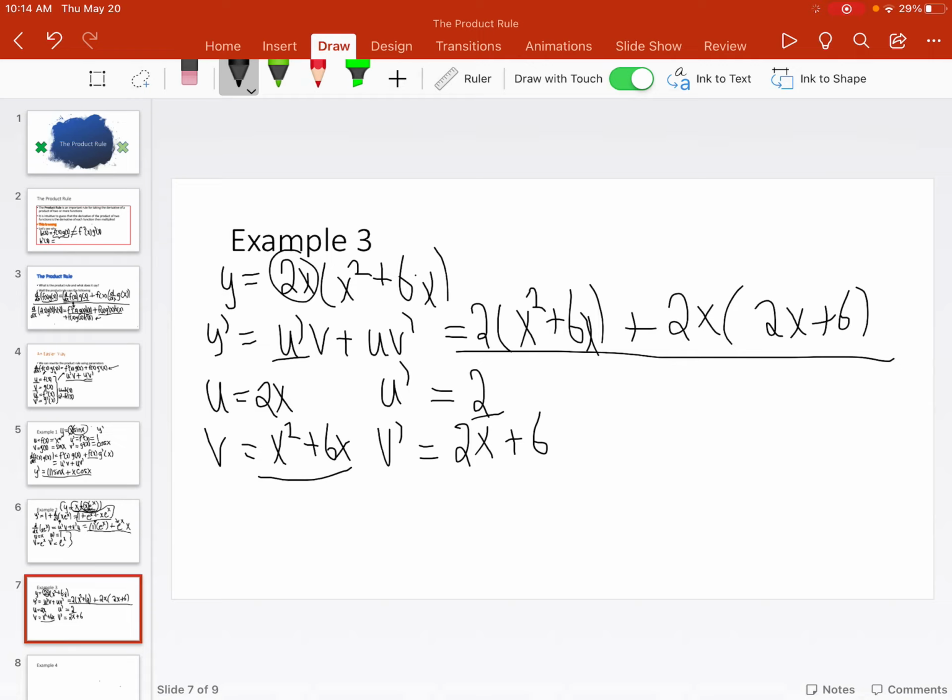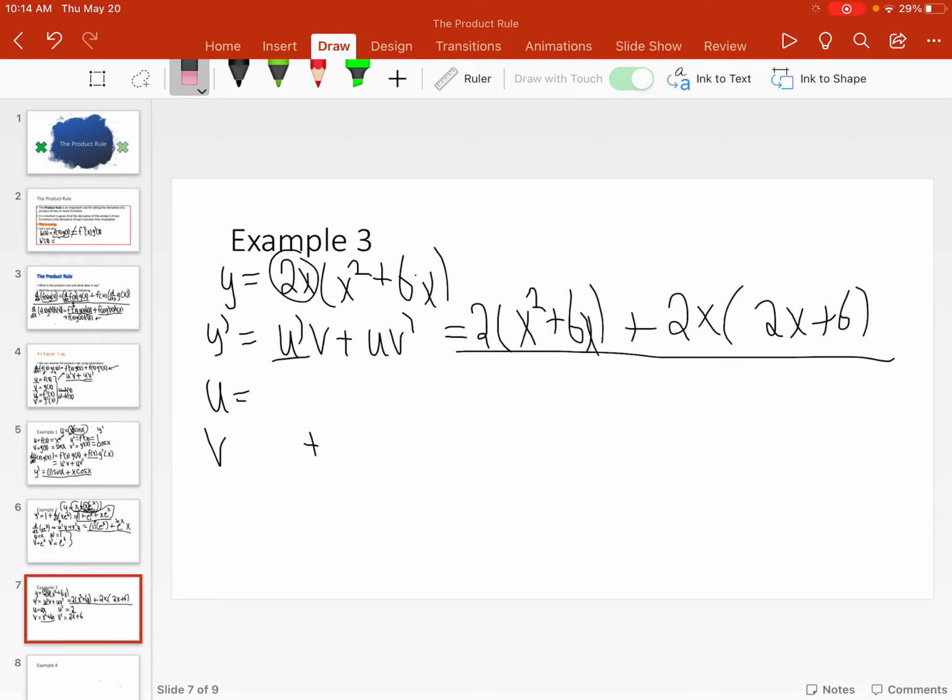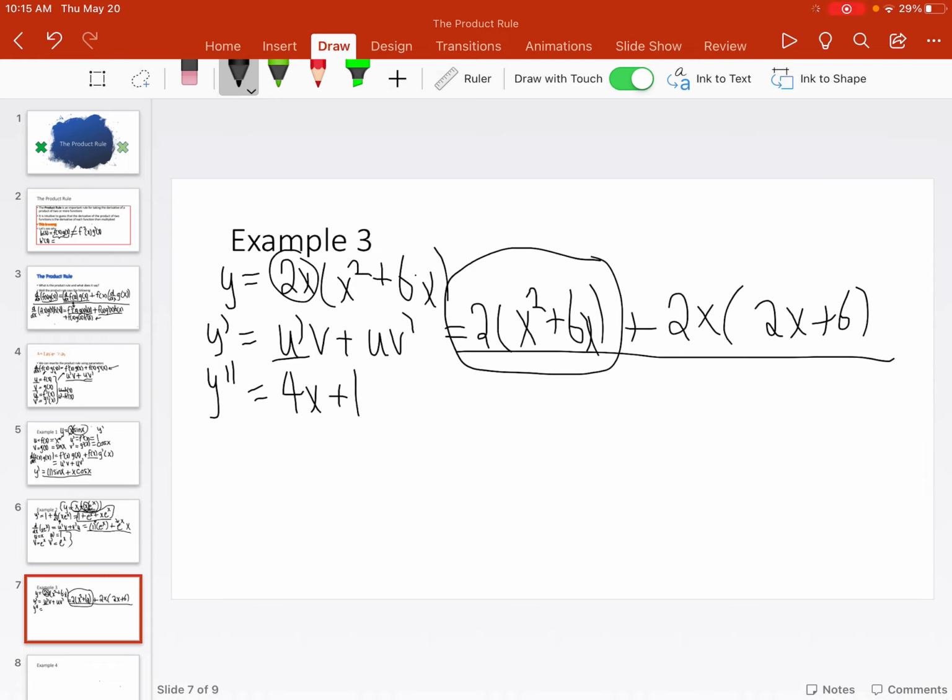So, let's find the second derivative. We've got our first derivative here. Let's find the second derivative, so I'm just going to erase all of this. Let's find y double prime. Looking at our first term, we can just distribute the 2 in and use the power rule on each term. And we get 4x plus 12. You can just work that out. So you multiply the 2 in and then just take the derivative.